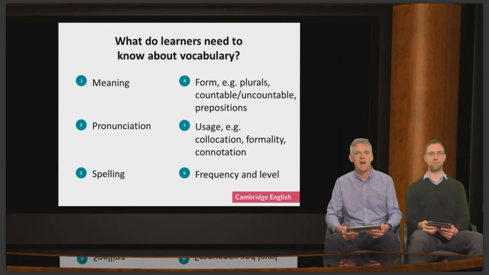Another consideration is how the word is used, its usage. If words are often used together, for example, a tough question, we call this collocation. There may also be questions about the formality of a vocabulary item. For example, the verbs inquire and ask about have different levels of formality. Or even whether it has a negative or positive connotation. For example, tabloid newspapers. And finally, we can think about the frequency of a word, how common it is, and what level it should be learnt at.